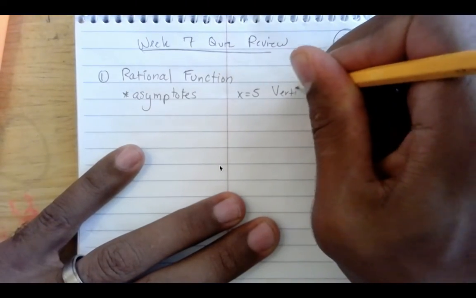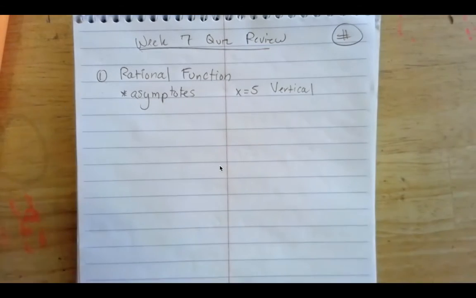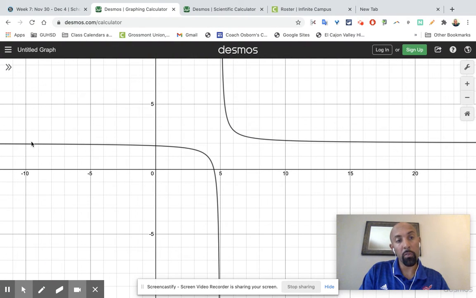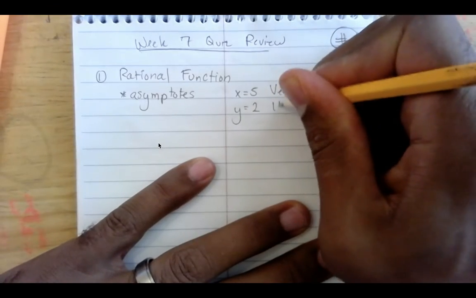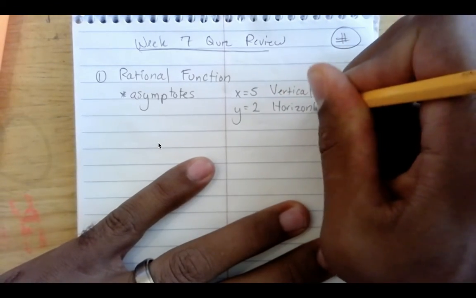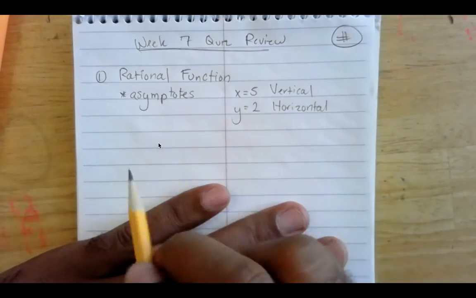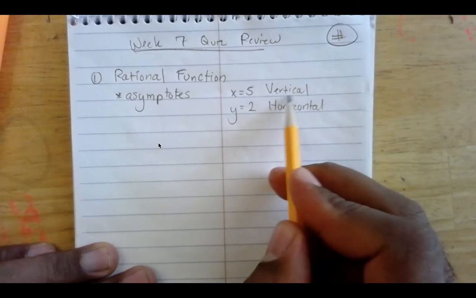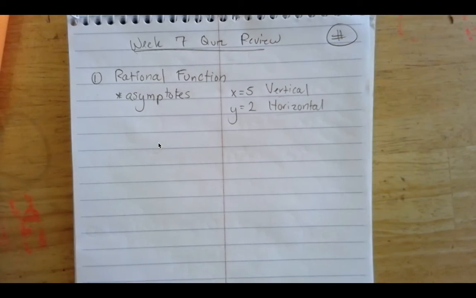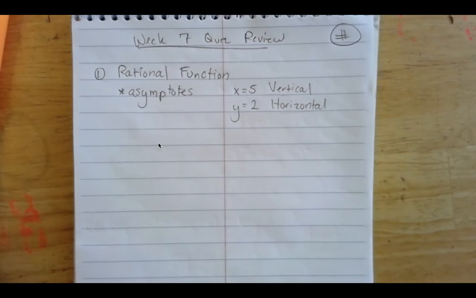So that's vertical. Then if I look in the horizontal direction going across here, it has the same thing, except it's at y equals 2. The horizontal will always start with y equals, and the vertical will start with x equals. So that's a vertical asymptote and a horizontal asymptote. The other thing we want to look at is what is the function of that?